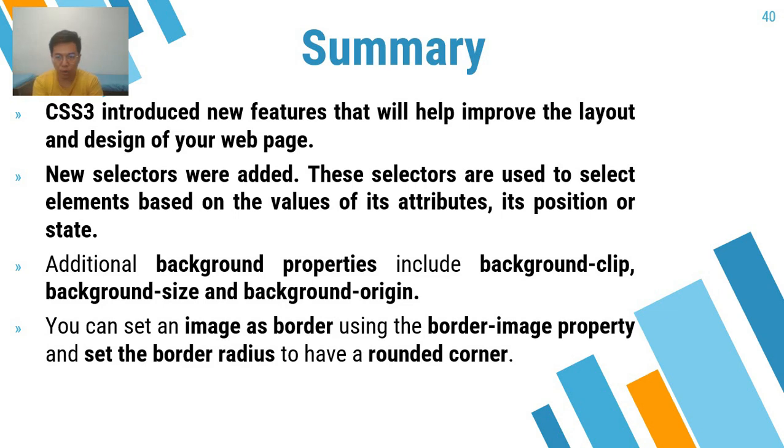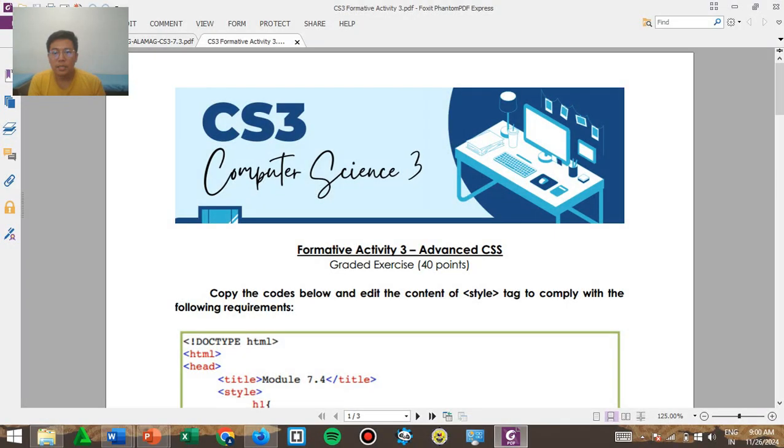So for our last formative activity for quarter 2, you're going to do the advanced CSS activity. You just need to follow the instructions given on the activity sheets in our KHub. So you need to read the instructions and read the rubrics as well on how you will be scored on this particular activity.